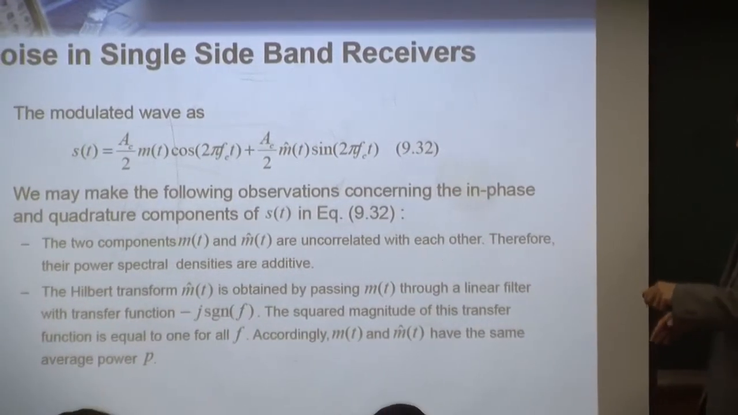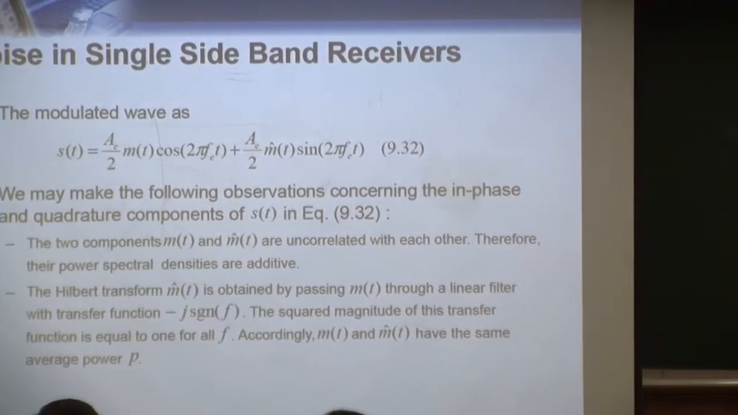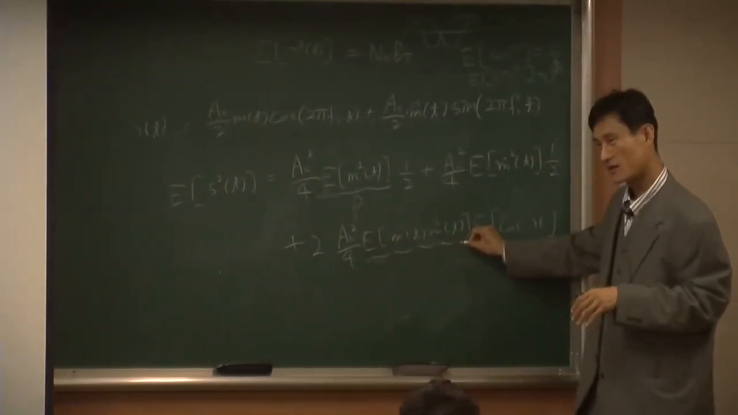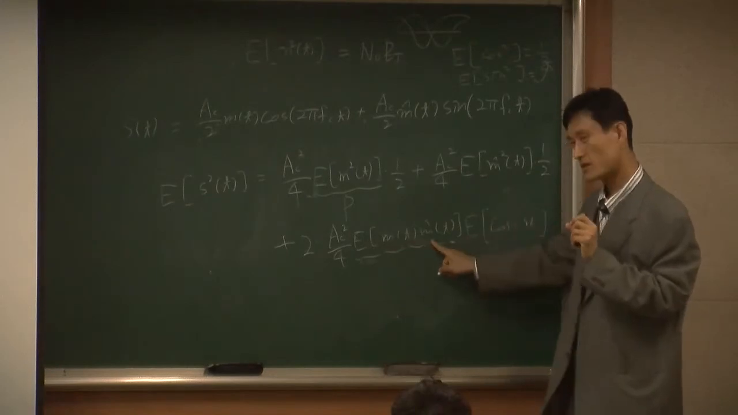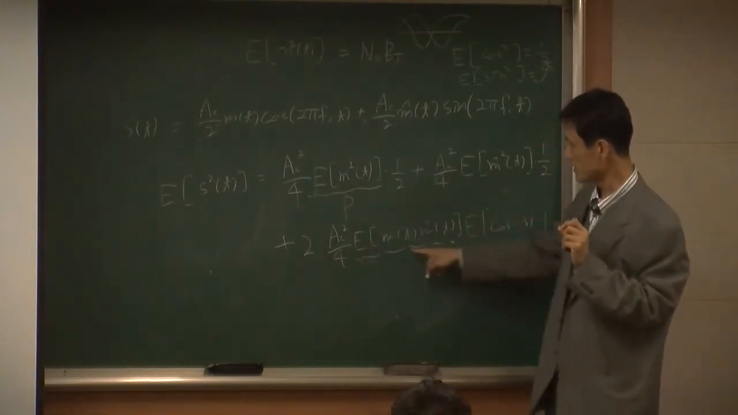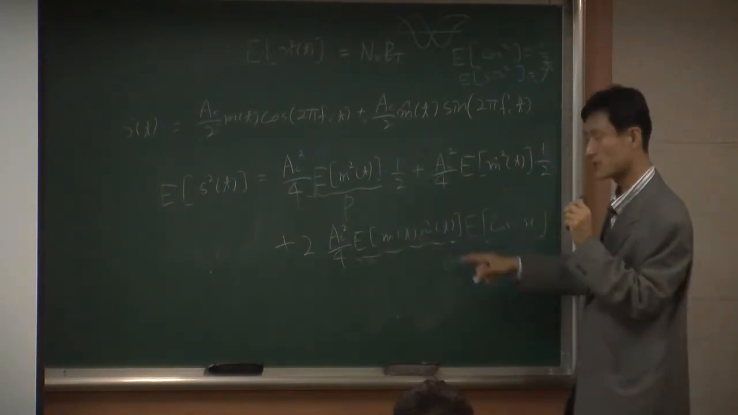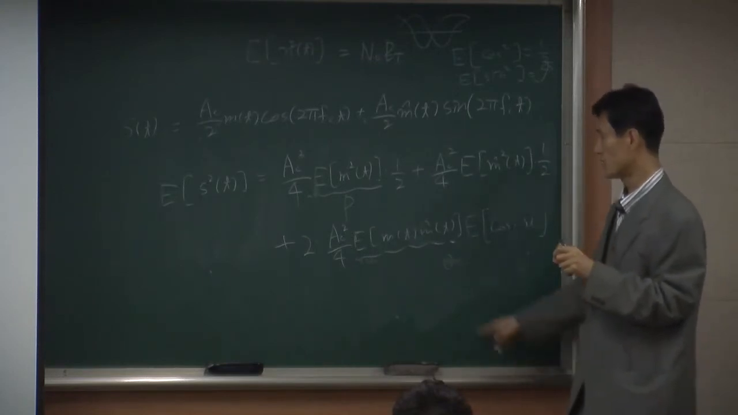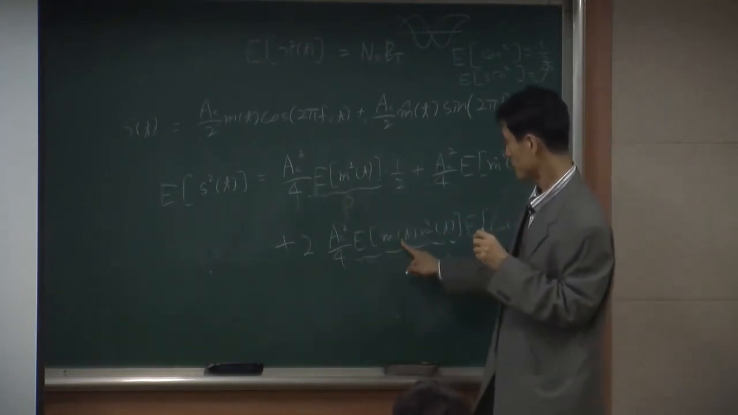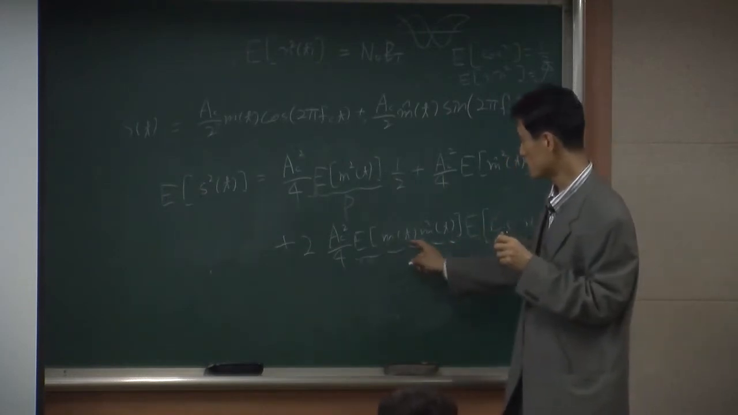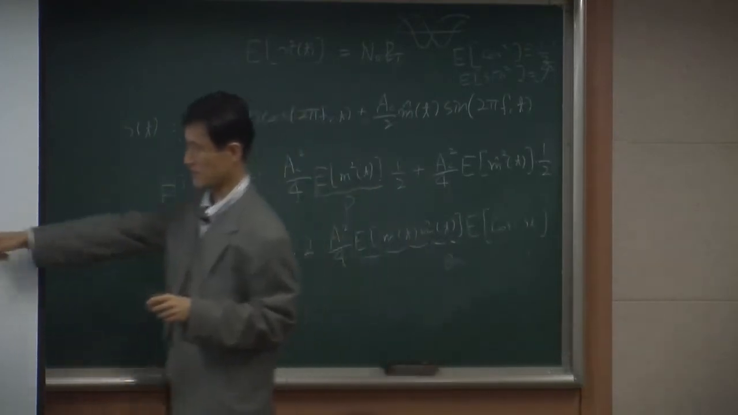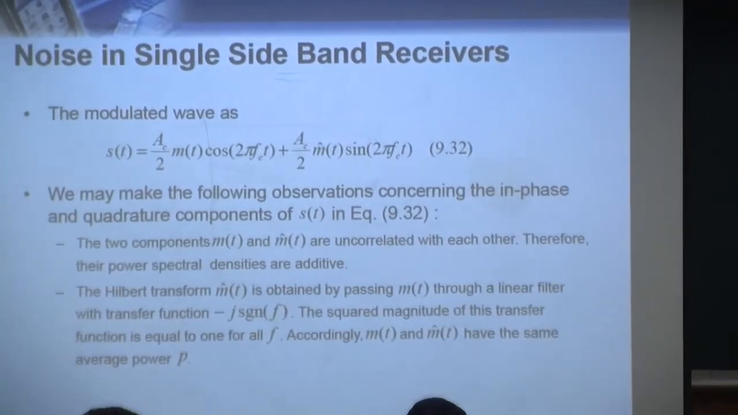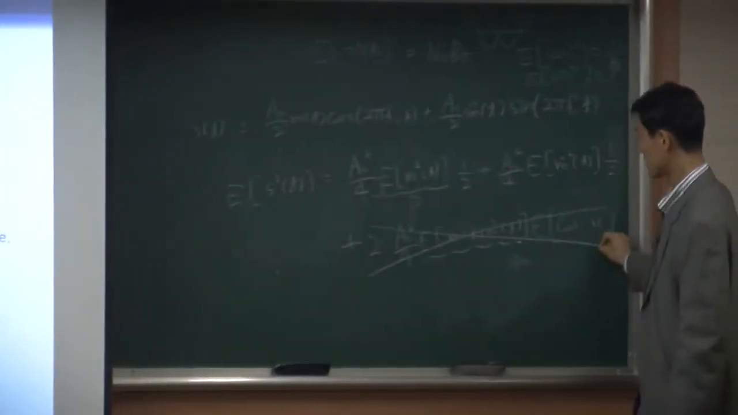What does that mean? m t and m hat t are not correlated. So this is going to be 0. This one, expectation of m t m hat t, calculates the correlation between these two, right? This is the original definition of how to calculate the correlation between these two. But it says these two are uncorrelated, which means this one becomes 0. So we're going to ignore this whole thing, and we have these two.